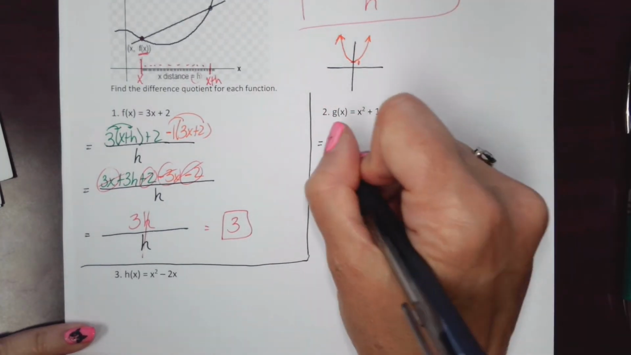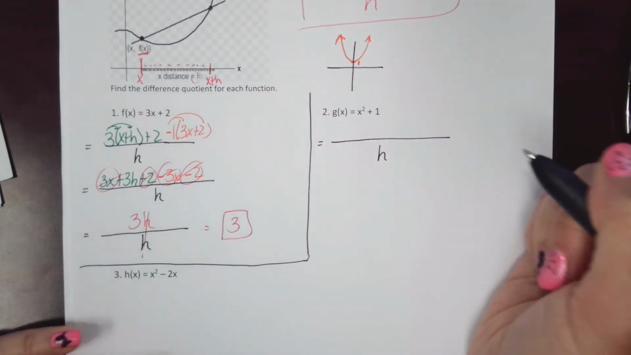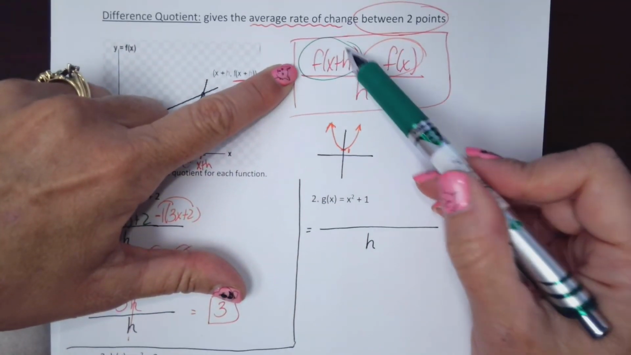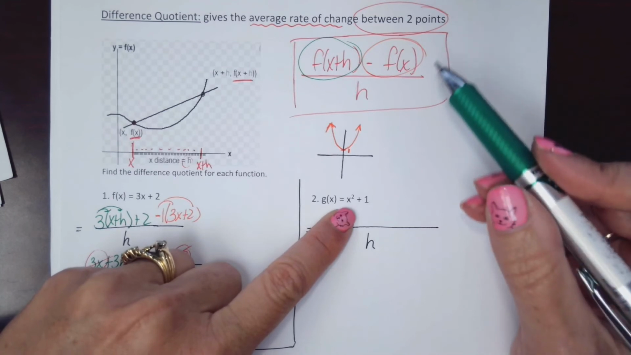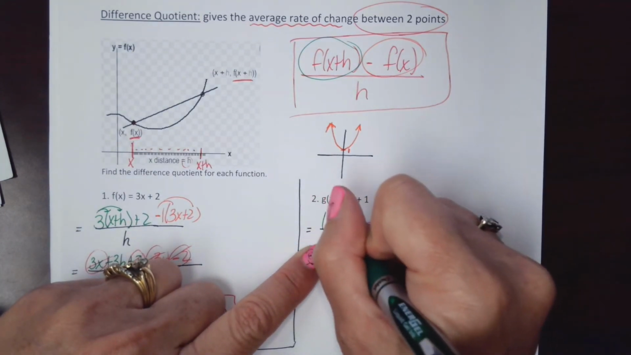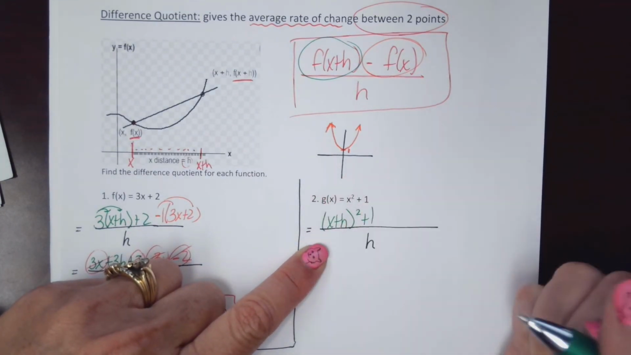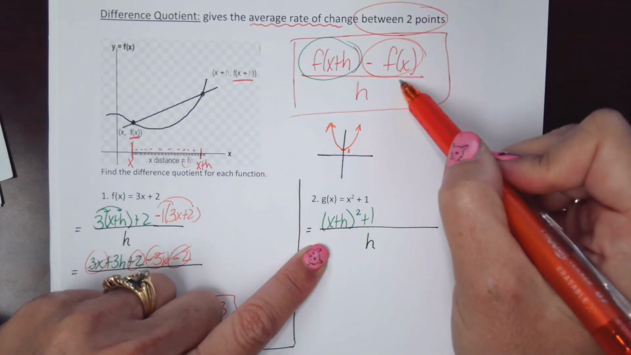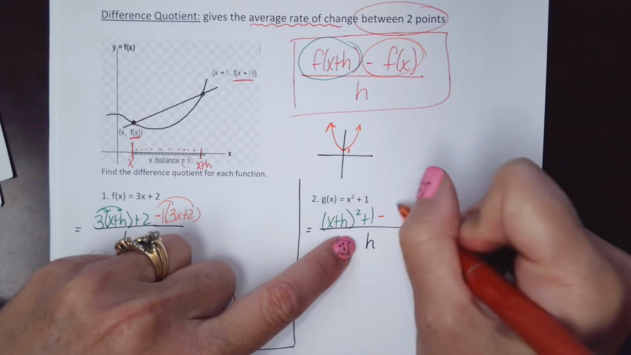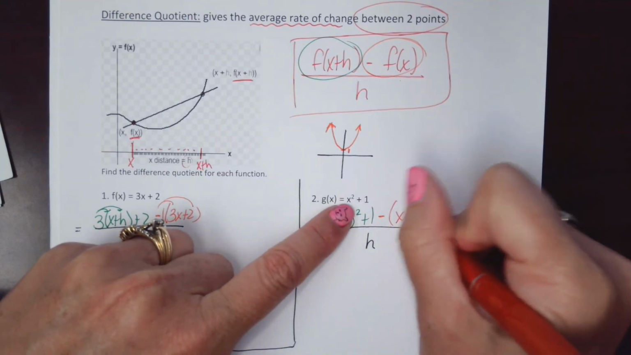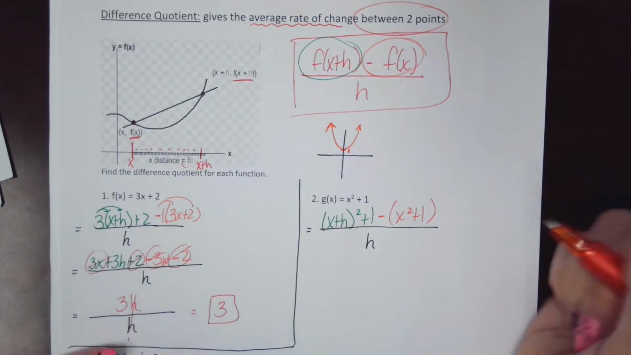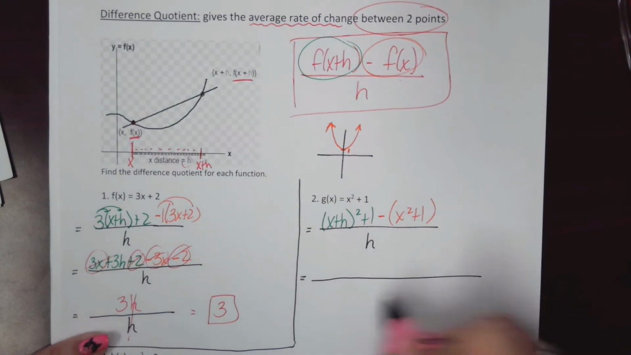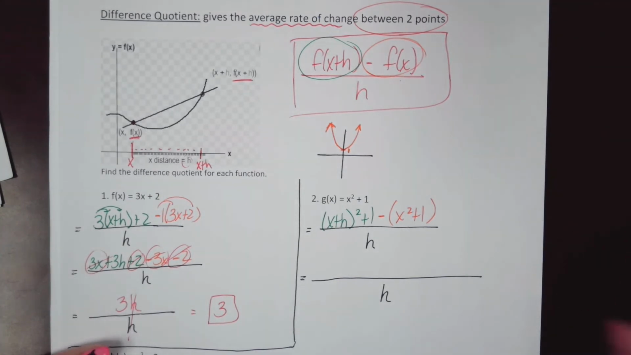So let's set up our difference quotient always over h. My first part of my difference quotient, I plug in x plus h anywhere I have an x. So I plug in x plus h and square it, plus 1. The next piece of my numerator, I subtract out the original function. So I subtract out, and then I put my function in parentheses, x squared plus 1. And then I start doing the arithmetic. So everything's over h. Here we go.